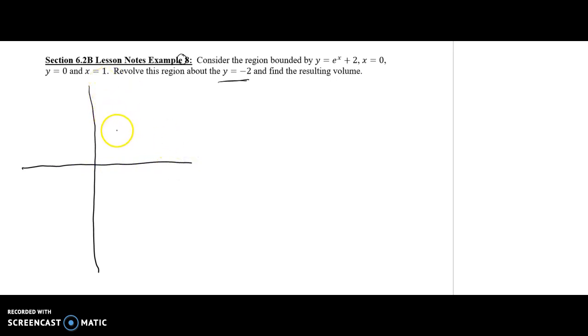So my region, if you recall, went through e to the x plus 2. That would go through at 3, right? Go up. And we also had y equals 0, x equals 0, and x equals 1. So I'm going to make that one in green. So again, we are looking at this region right in here.